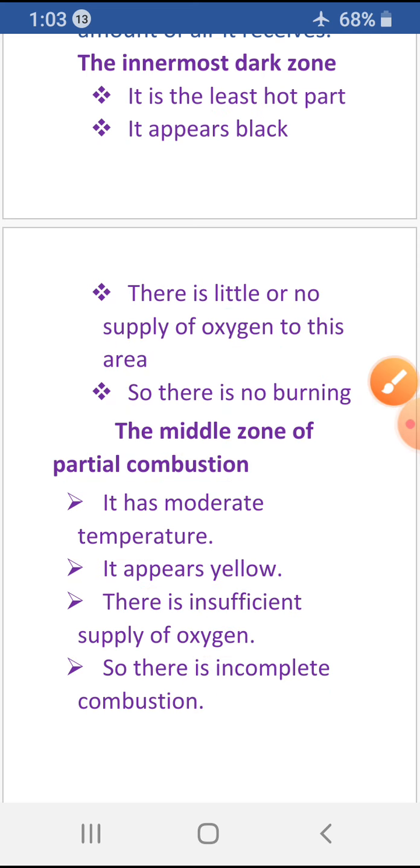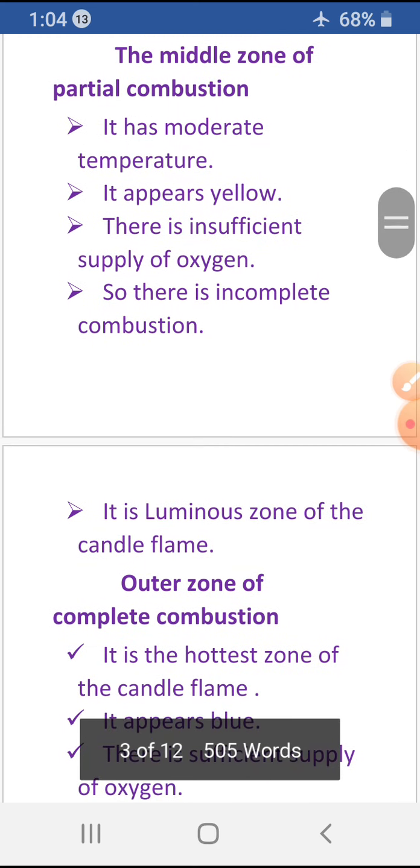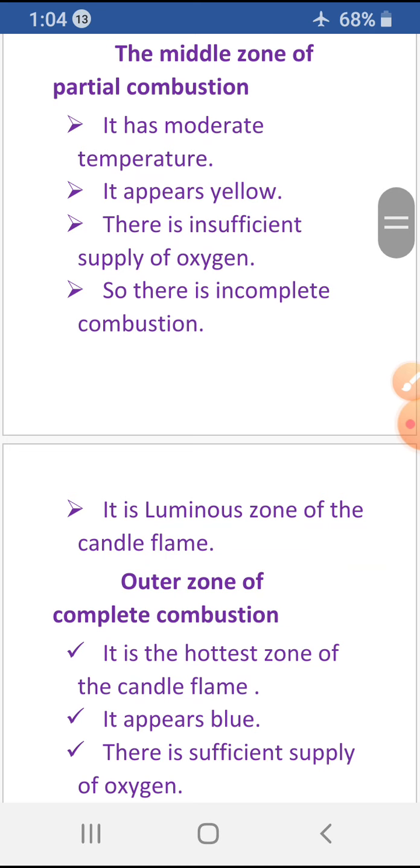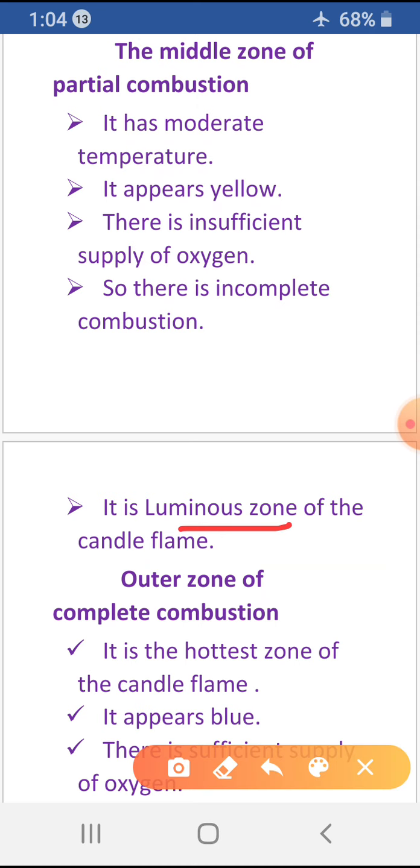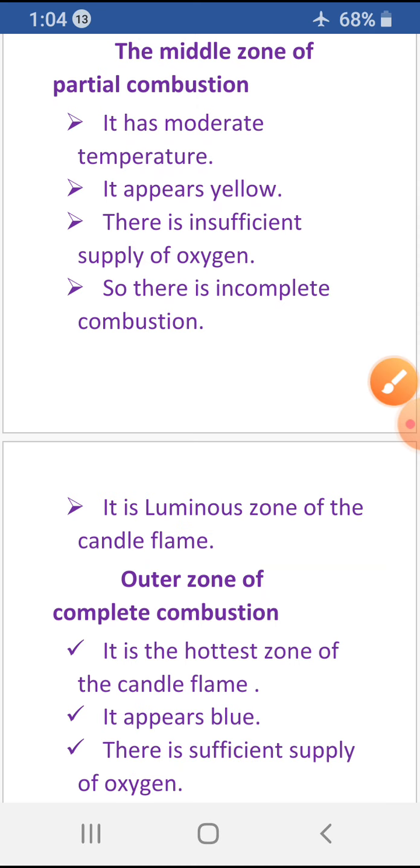Whenever incomplete combustion takes place, the flame's color will be yellow, and it happens due to insufficient supply of oxygen. Due to its yellow color, it is bright, that's why it is termed as luminous zone.